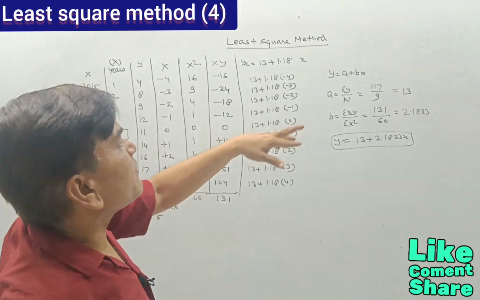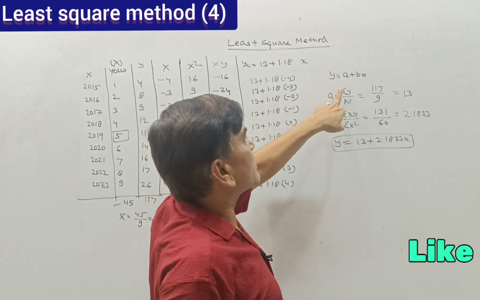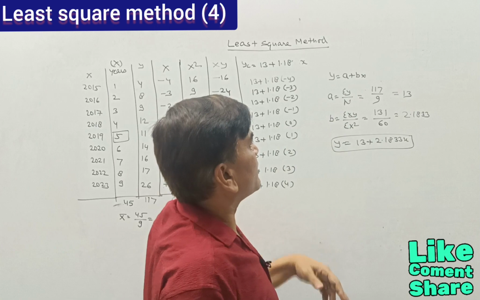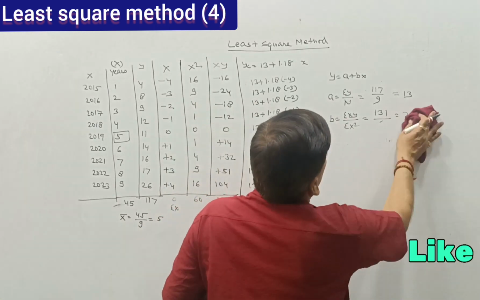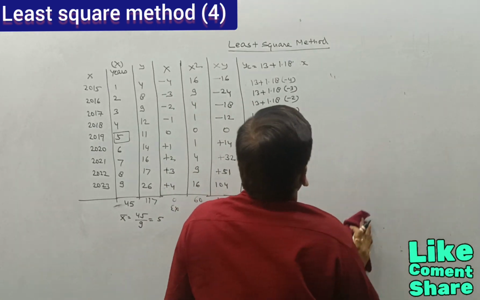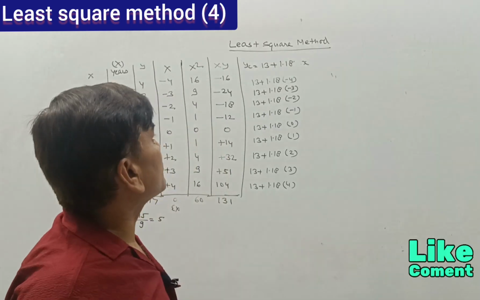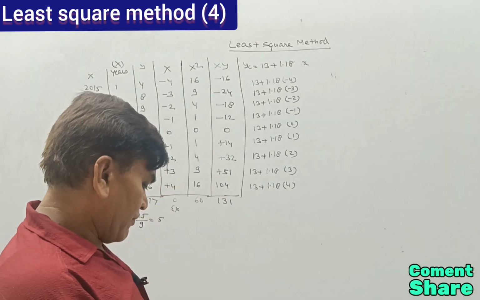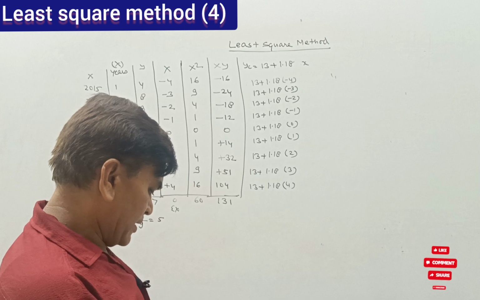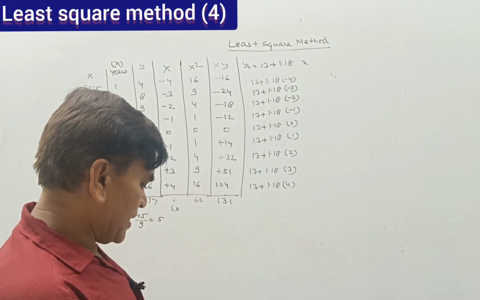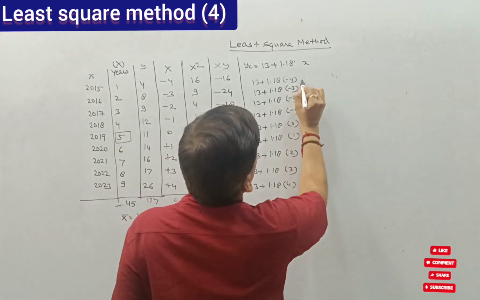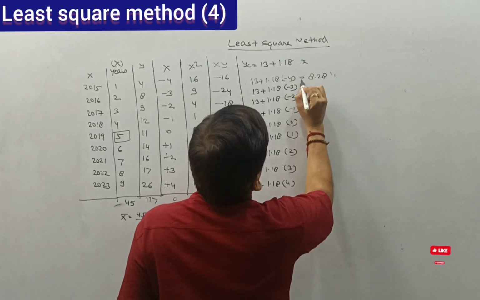So first we calculated a, that is sigma y upon n, and b, that is sigma xy upon sigma x square, getting the line of best fit equation. Now the calculation is there. 2.18 multiplied by 4 minus 13, so 8.28. First is 8.28.